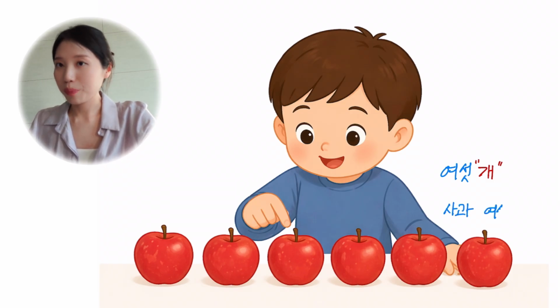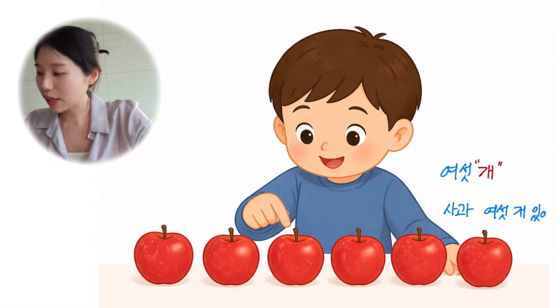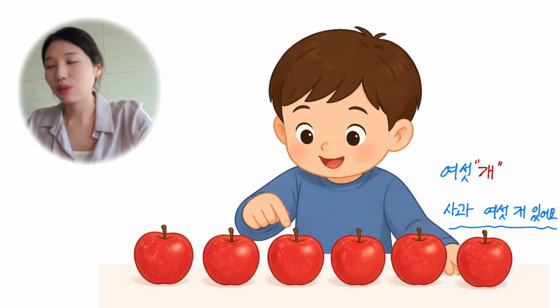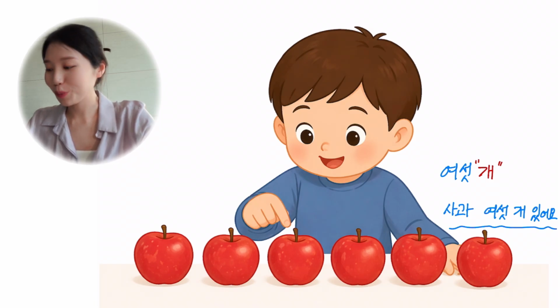If you want to say there are 6 apples, 사과 6개 있어요. You can just say like that. 사과 6개가 있어요. 사과 6개 있어요.